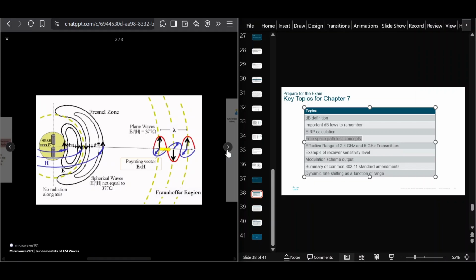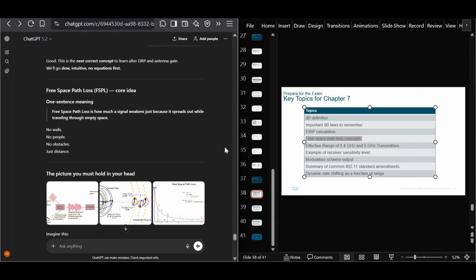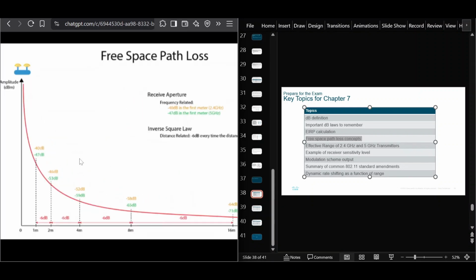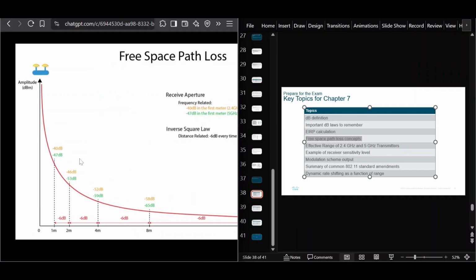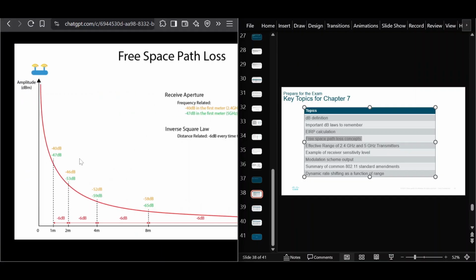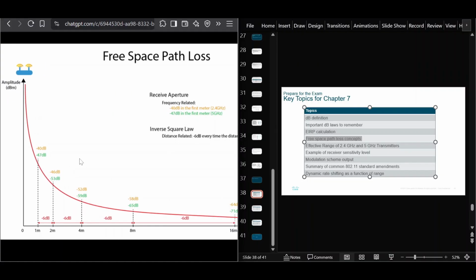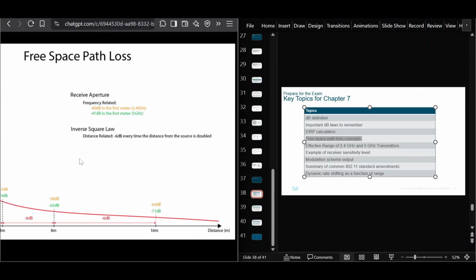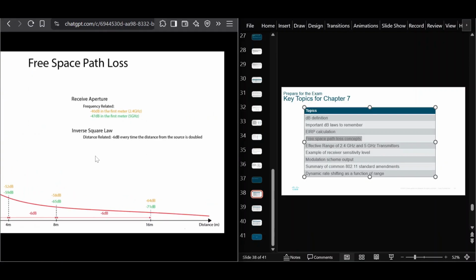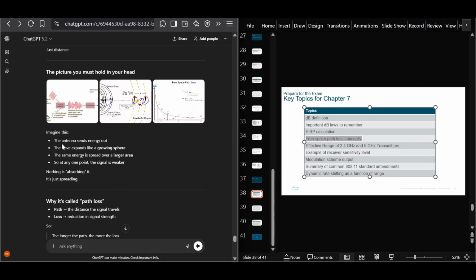I'm telling ChatGPT to explain it to me in a simple way, but it's showing me this Fresnel zone. What is this? Free space path loss. I think this shows 40 dBi, 47 amplitude beam, minus 40 dBi, 6 dB, 1 meter, 2 meter, 40 meter. Okay, I don't know. The antenna sends energy out, and the wave expands like a glowing sphere.